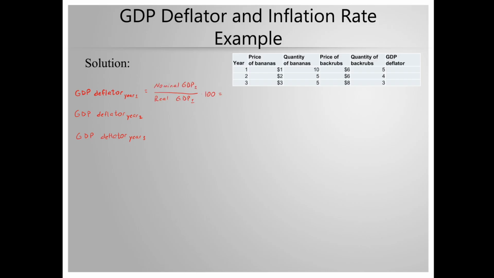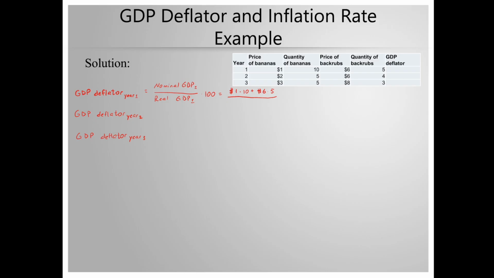What is the nominal GDP in year 1? It is the quantities, it's price of bananas in year 1 times quantity of bananas in year 1 plus price of back rubs in year 1 times quantity of back rubs in year 1. So that is all that's produced in this economy. What is real GDP in year 1?